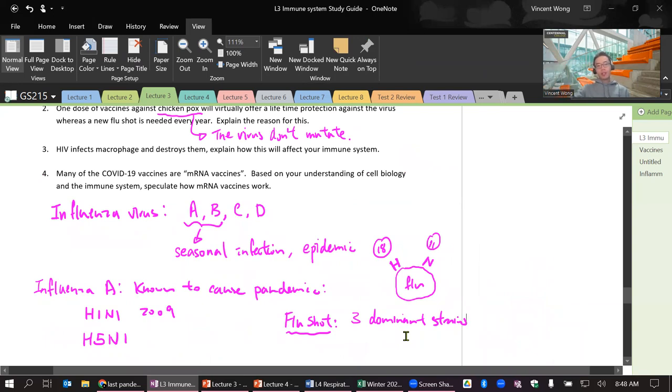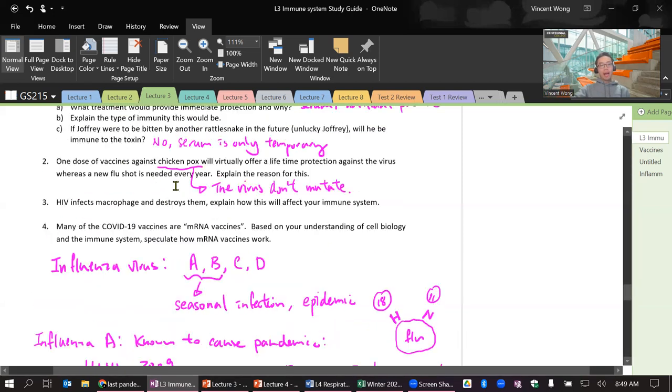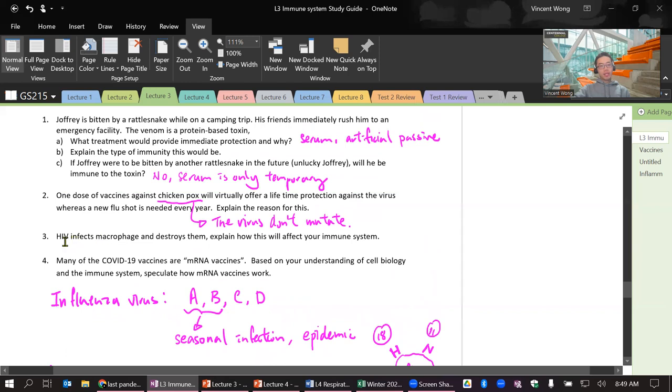Now, some people ask, why not just get a flu shot for all of them, right? Well, if there are 18 choices for subtype for H and 11 subtypes for N, you can do some math. You can do 18 times 11 and it gives you 198 possible combinations, right? It's impossible to get vaccinated for all of them. Financially, it's expensive to make, and your body might not be able to handle all those different subtypes at once, right? So that is the reason for that.